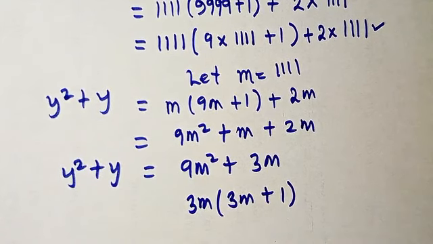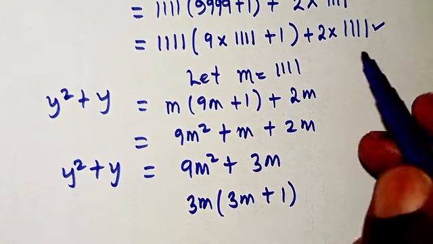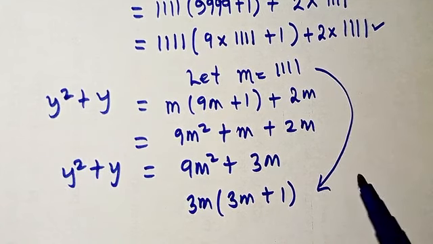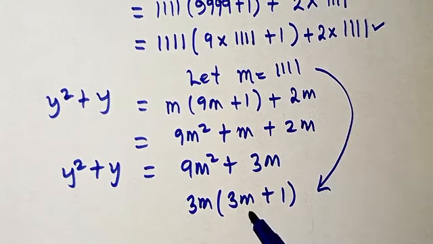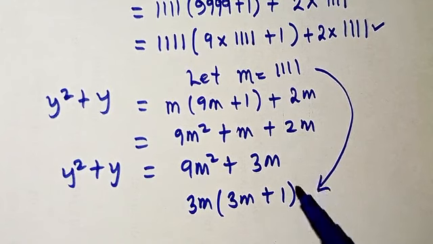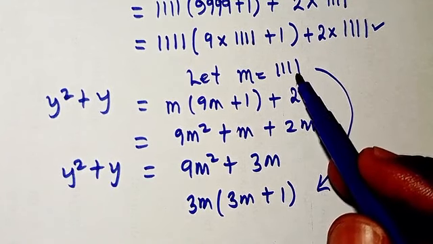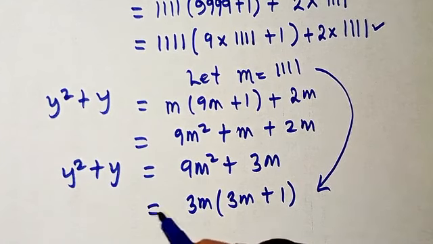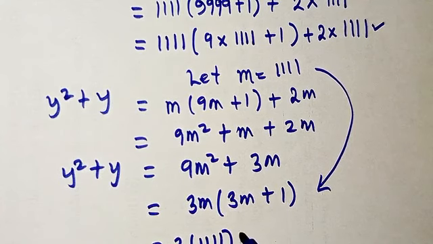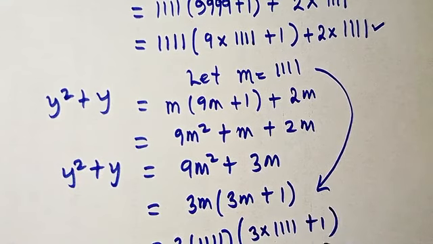After that, let me take this back to this. Whenever I see m again, I'm going to replace it by 1 1 1 1. So this is going to be 3 times 1 1 1 1, right, into bracket, 3 times 1 1 1 1, then plus 1.